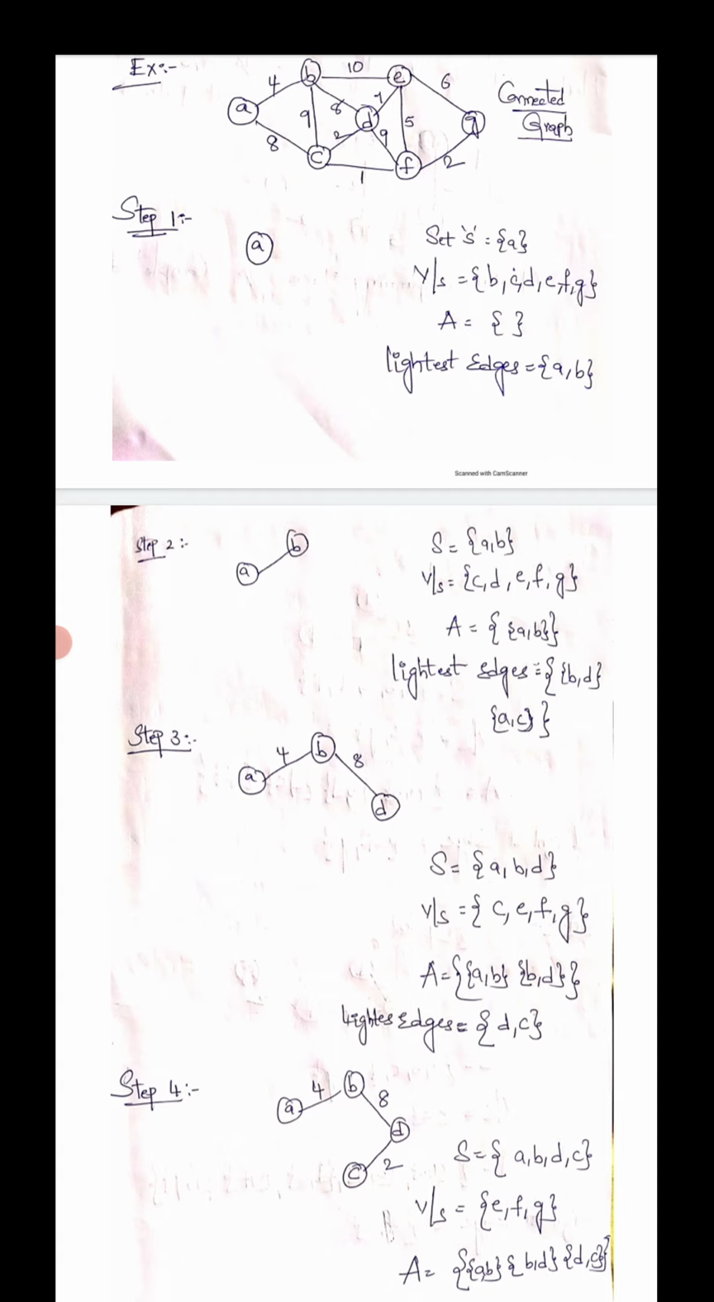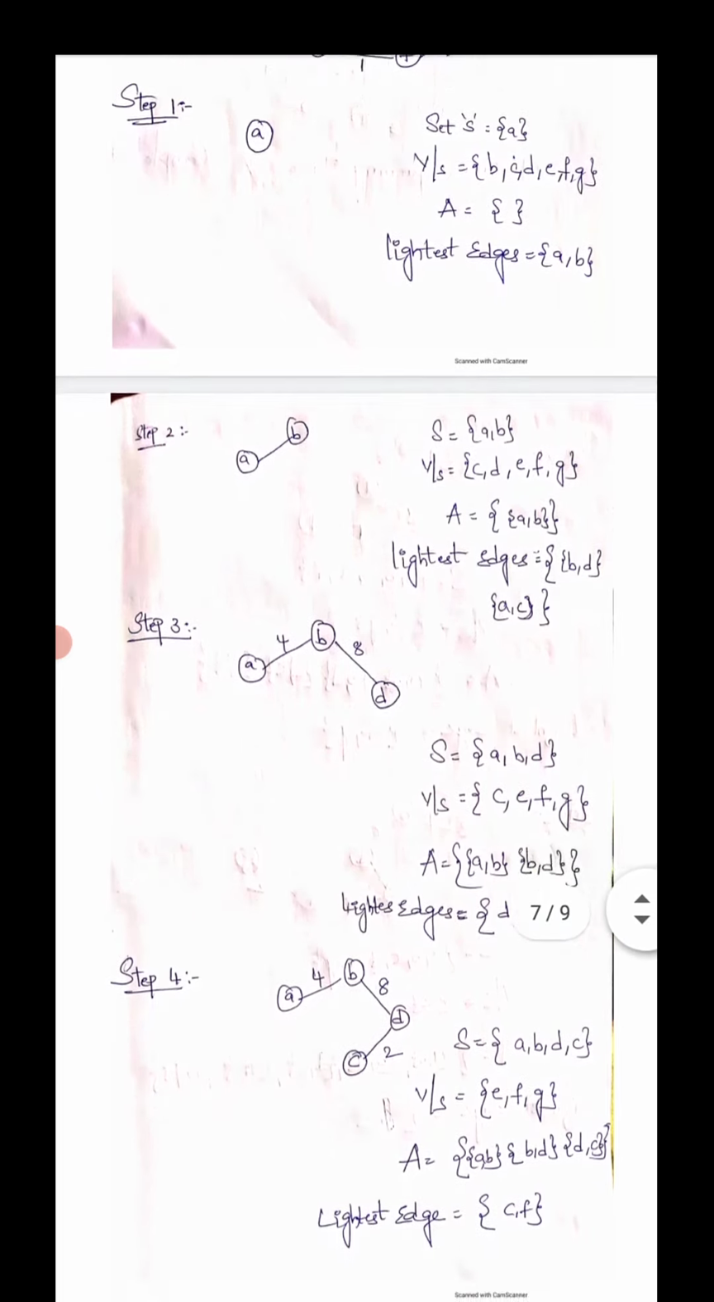Next, the lightest edge coming to C. If you look at C, C to A is there, C to B is there, C to D is there, C to F is there. C to F is the smallest possible weight. How much is the edge between C to F? 1. That's why the lightest edge is C comma F.